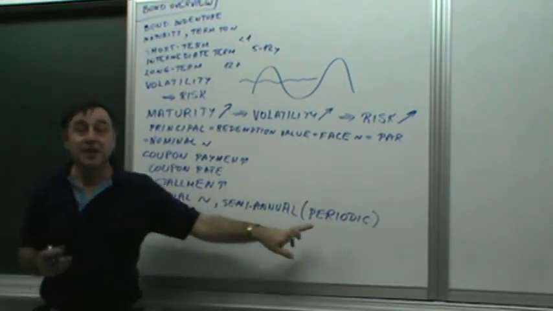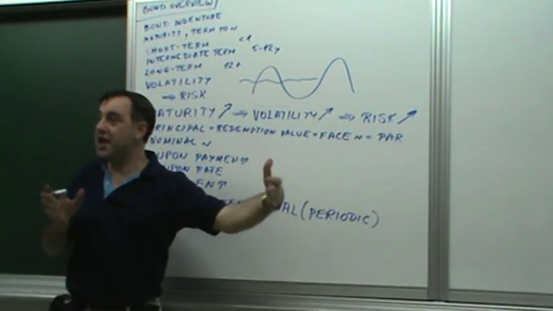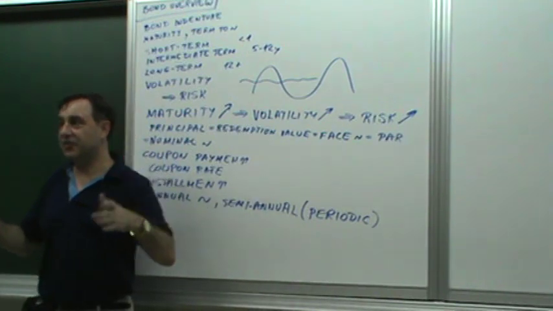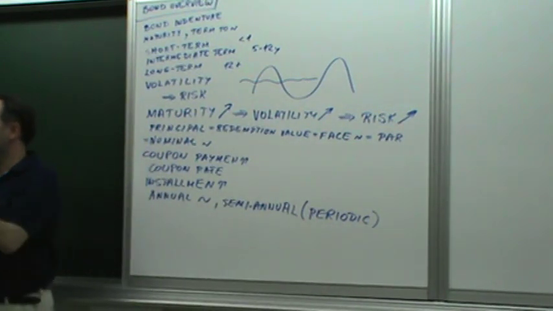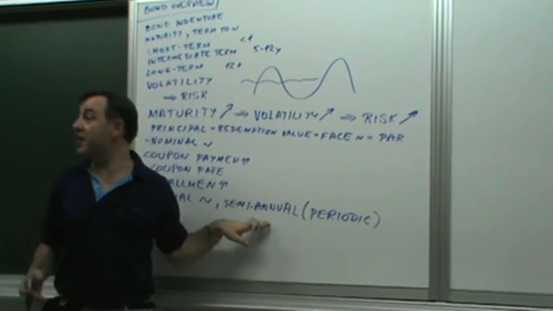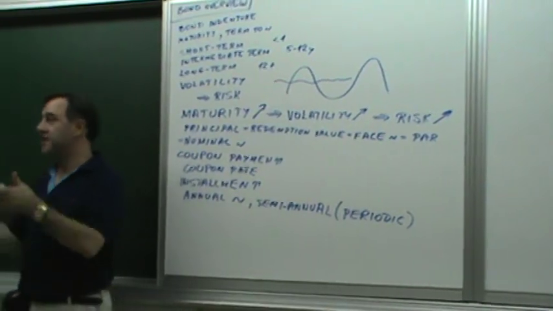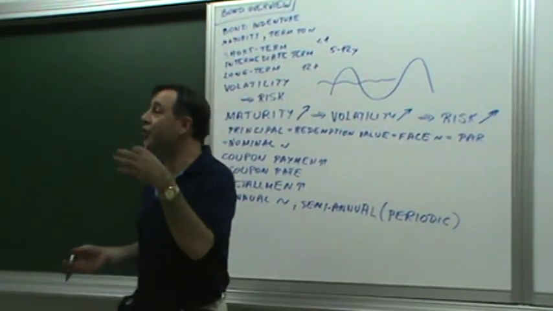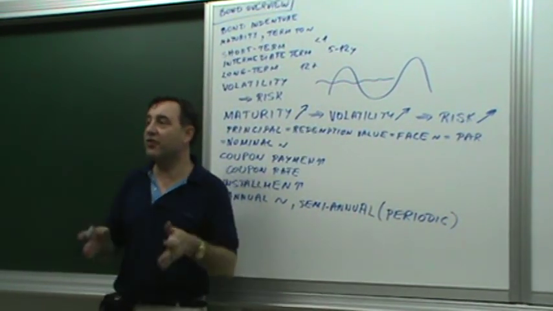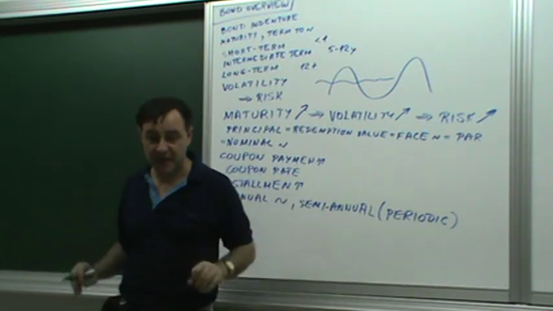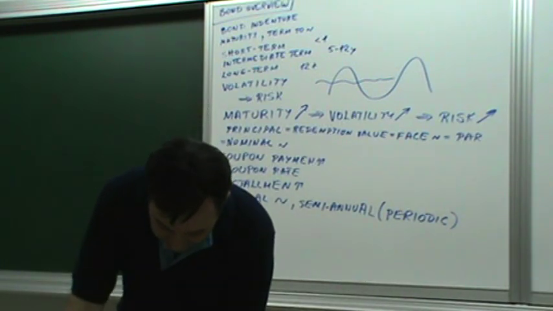Okay, so periodic means equal interval of time. So periodic for annual means every year. Periodic for semi-annual means every 6 months. Okay, it is rare but possible to have quarterly, meaning every 3 months. Okay, let's see what's next.